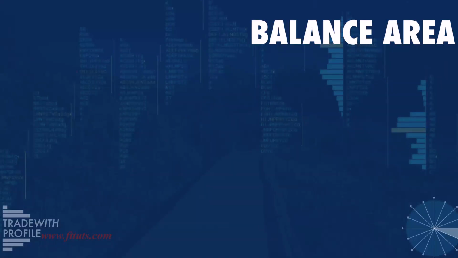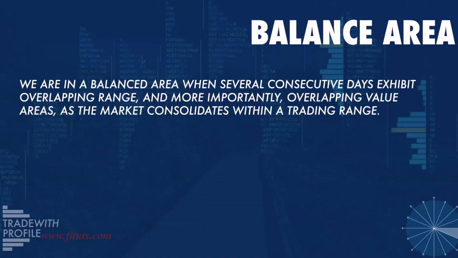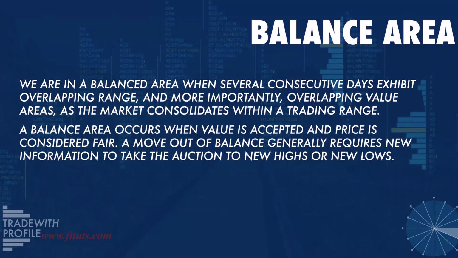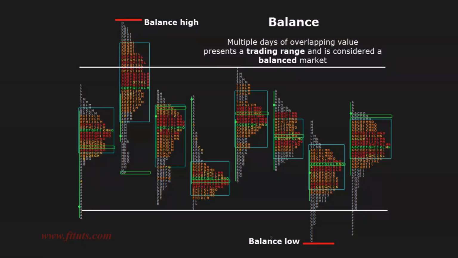Now, we're in a balanced area when several consecutive days exhibit overlapping range. More importantly, overlapping value areas as the market consolidates within a trading range. A balance area occurs when value is accepted and price is considered fair. A move out of balance generally requires new information to take the auction to new highs or new lows. So that's seen like this.